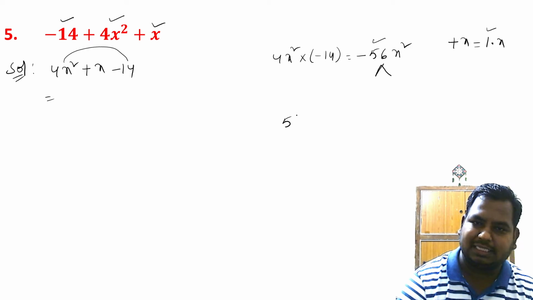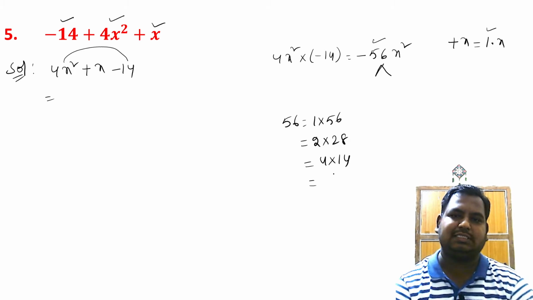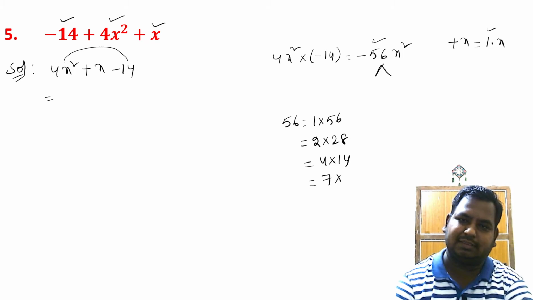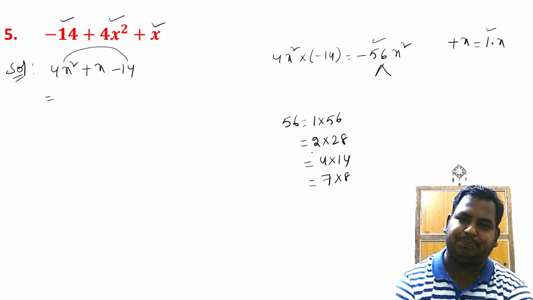We can write 56 as 1 into 56. We can write 56 as 2 into 28. We can write 56 as 4 into 14. We can write 56 as 7 into 8. That's it, I think. Okay.